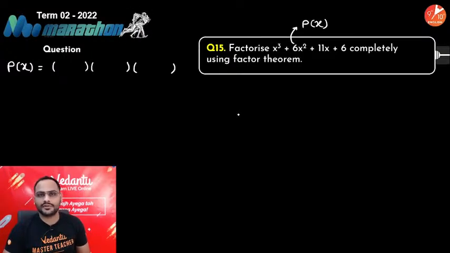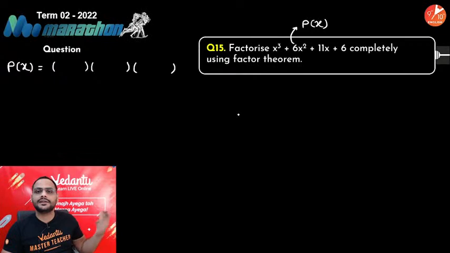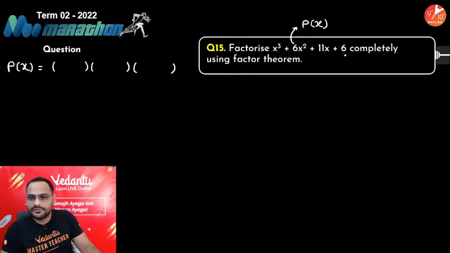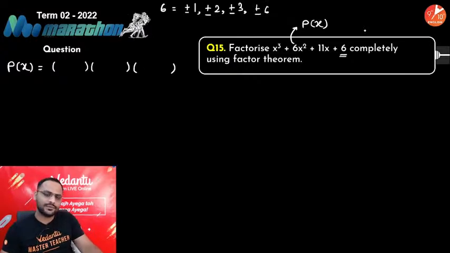Now we don't know what is one of the factors, so we'll start with getting 1 zero. We try the different values. Which different values we'll try? We'll try all the factors of 6. So all the factors of 6 will be plus minus 1, plus minus 2, plus minus 3 and plus minus 6. You will get one of them very easily. So let's find out the value at x equal to 1.